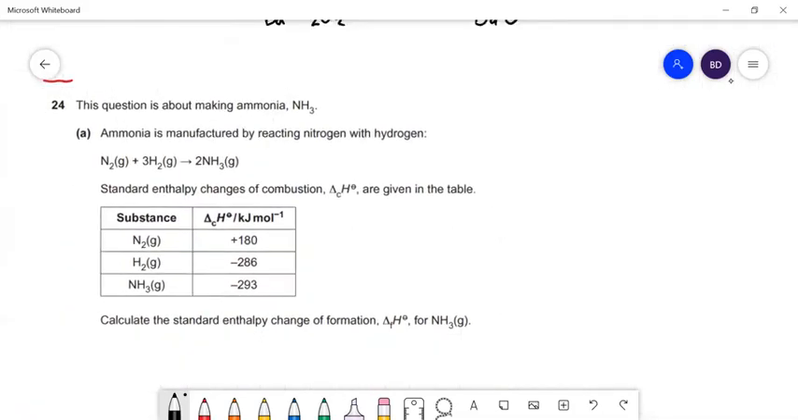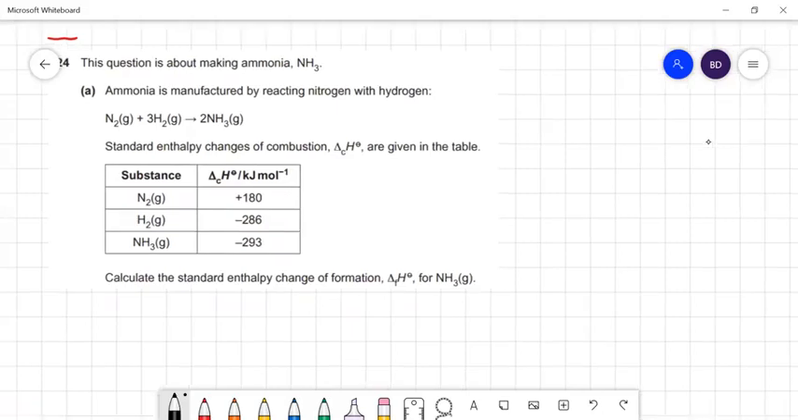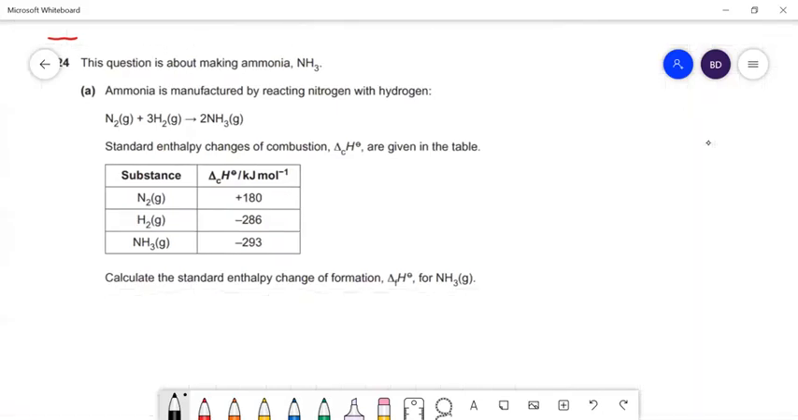Okay, so this is a question about making ammonia, and it's going to be Hess's law. Ammonia is manufactured by reacting nitrogen and hydrogen, shown in that equation, and they give us standard enthalpy changes of combustion. So we've got to calculate the standard enthalpy change of formation. Now, this is a little bit confusing here.